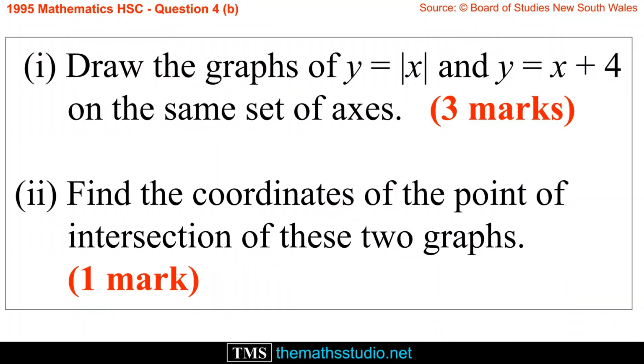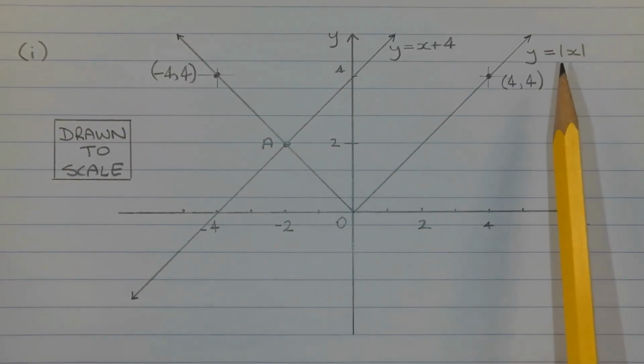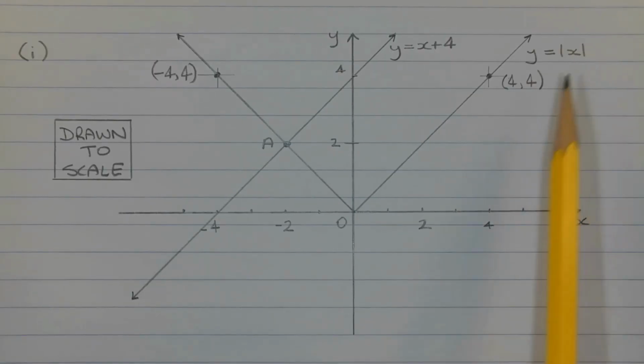Question 4, Part B, Part 1. Draw the graphs of y equals the absolute value of x and y equals x plus 4 on the same set of axes. And Part 2, find the coordinates of the point of intersection of these two graphs. I've sketched the graphs of y equals x plus 4 and y equals the absolute value of x on the same set of axes drawn to scale.